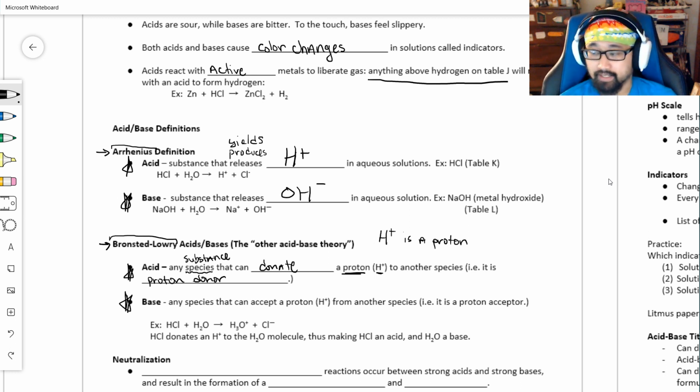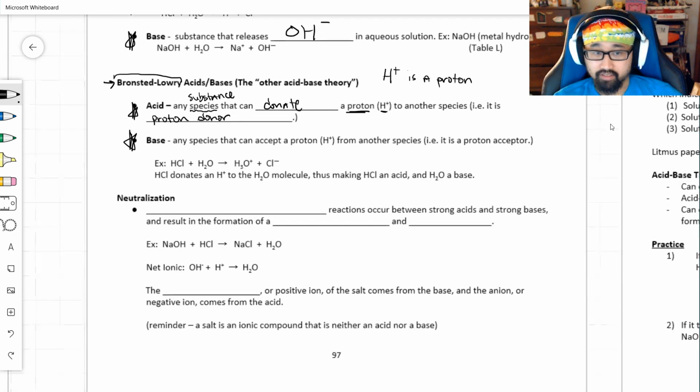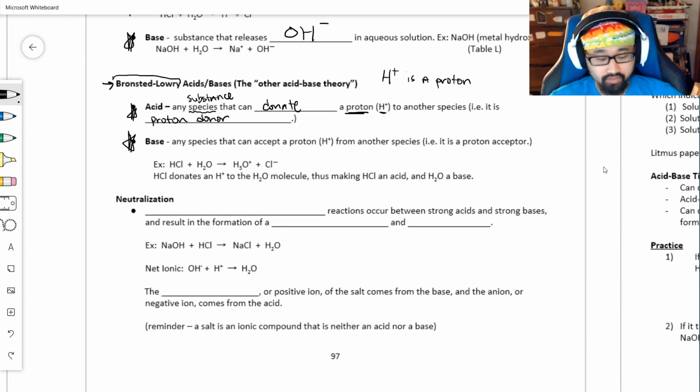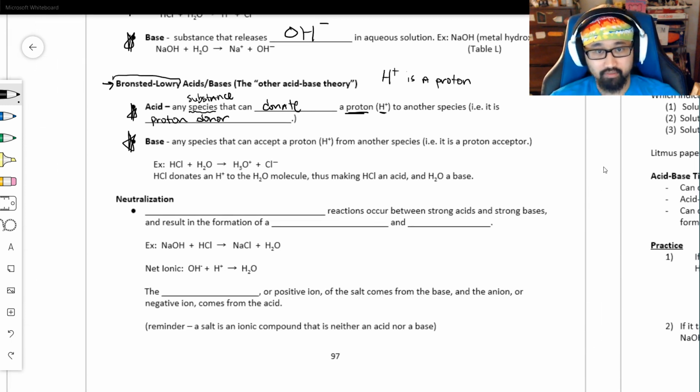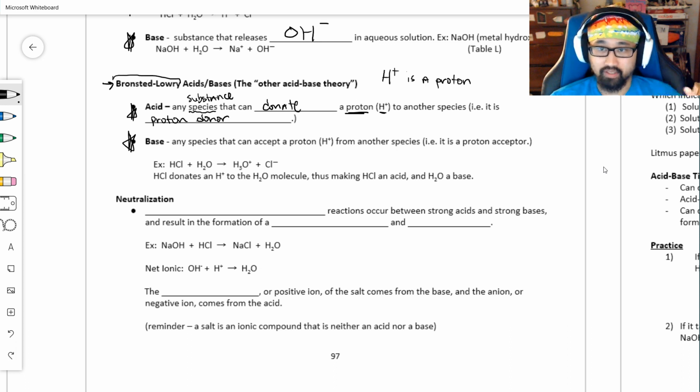Again, you do not need to remember the names of the definitions, but you do need to remember what the definitions say about an acid or what they say about a base. The last thing on this page is neutralization, and this is something that we take particular interest in because we don't always want acids to be acidic, we don't always want bases to be basic. Sometimes we need a neutralization.